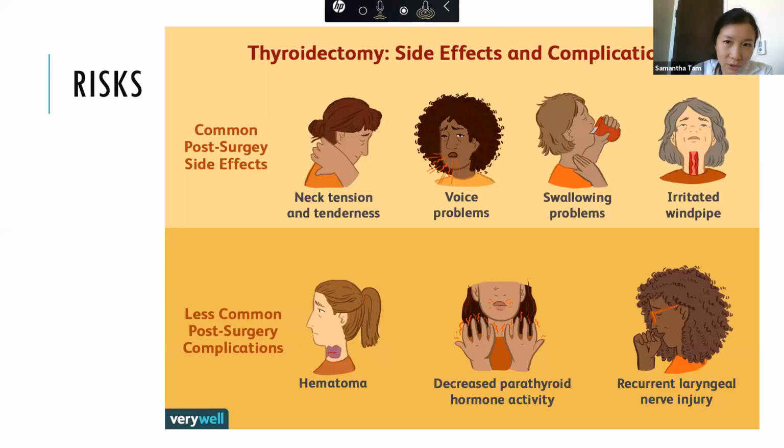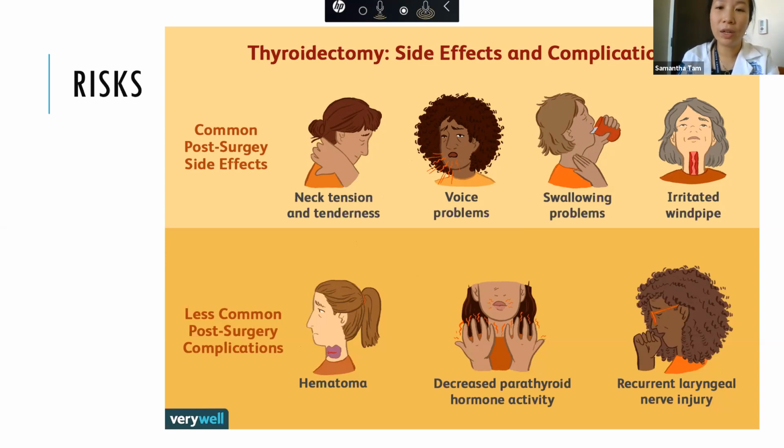So what are the risks for surgery? Well, with any surgery, unfortunately, there are risks involved. One thing to expect afterwards is neck tension and tenderness. We make an incision at the front of the neck, I'm just going to put my screen down at the front of the neck here, and that will be tender after surgery. You will have some numbness there.